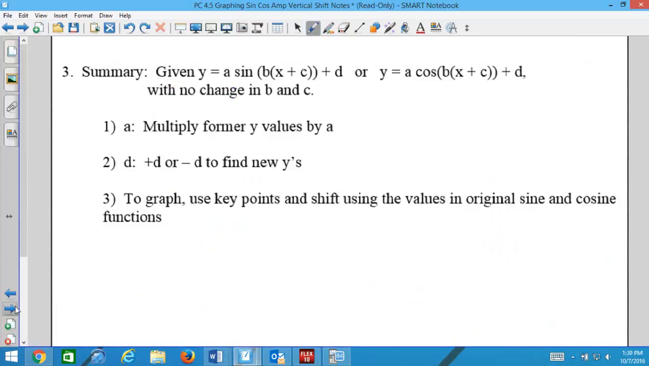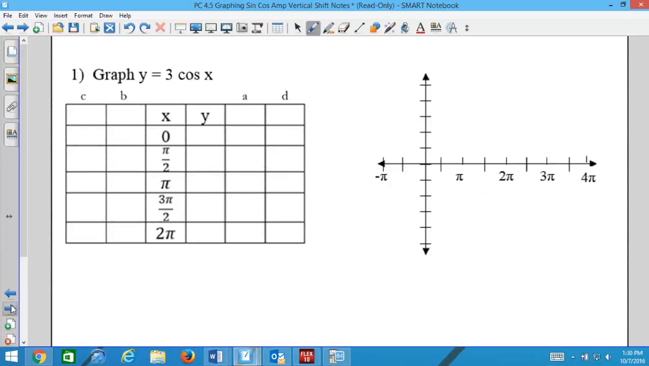Okay, this is a summary of what we just talked about, so if you need to go back and look at it later, you can. Let's try 3 more examples and then we'll work on our assignment. Graph y equals 3 cosine x. What does that 3 do? It stretches it. It's a what kind of stretch? This is a vertical stretch.